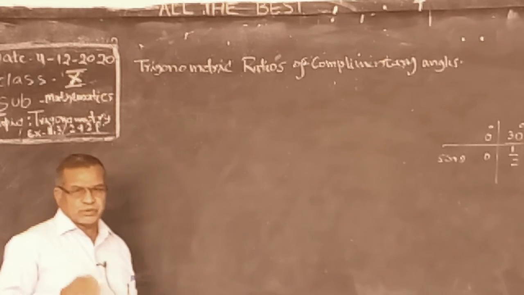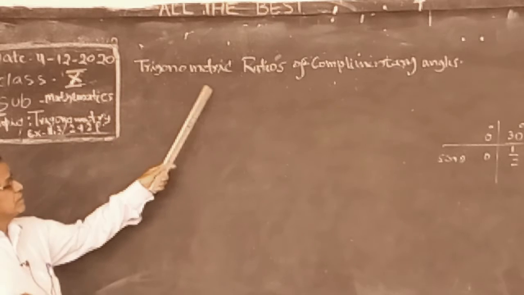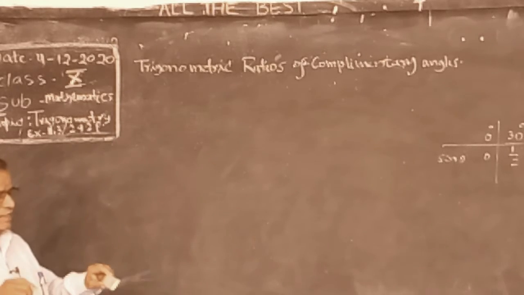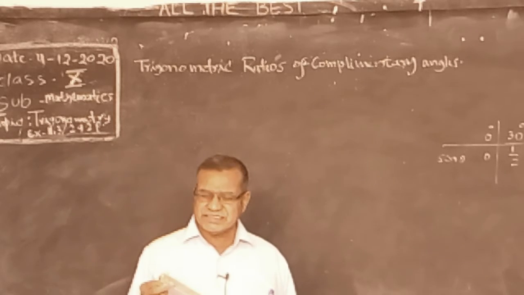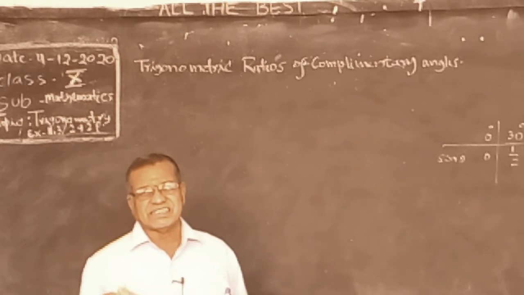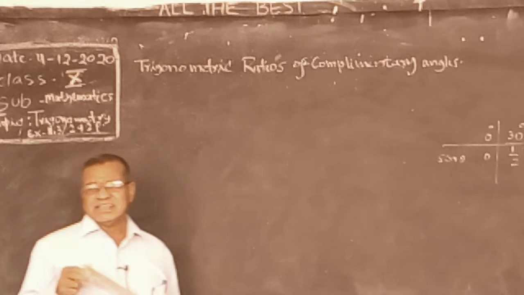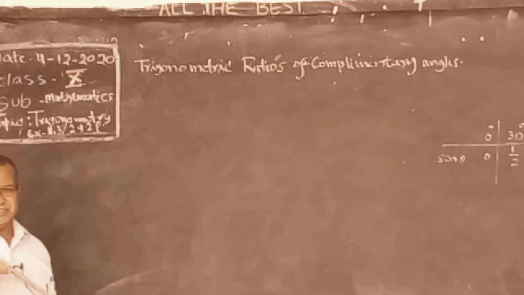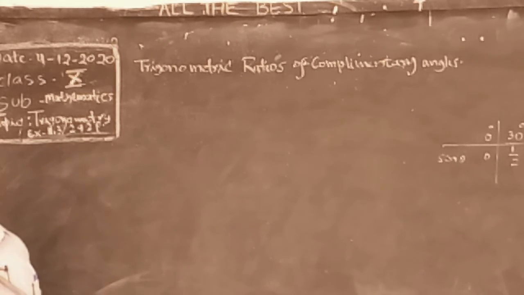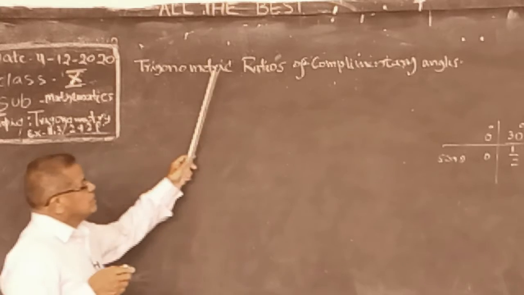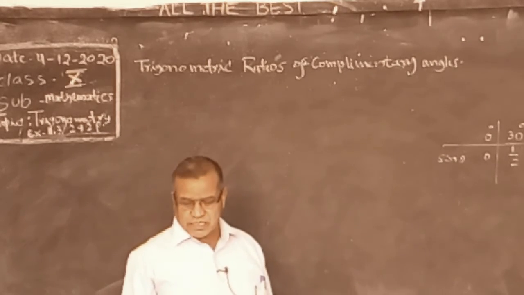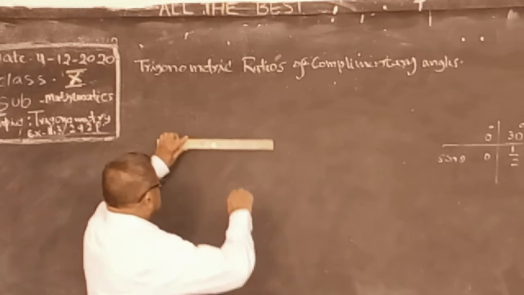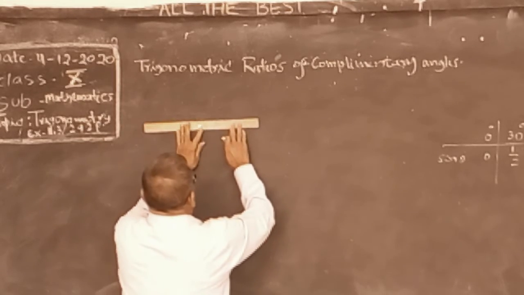Today, trigonometrical ratios of complementary angles. We learned in lower classes what are complementary angles, supplementary angles, reflex angles, complete angle, like that. And if the sum of two angles is equal to 90 degrees, they are called complementary angles. It is possible in a right angle triangle.